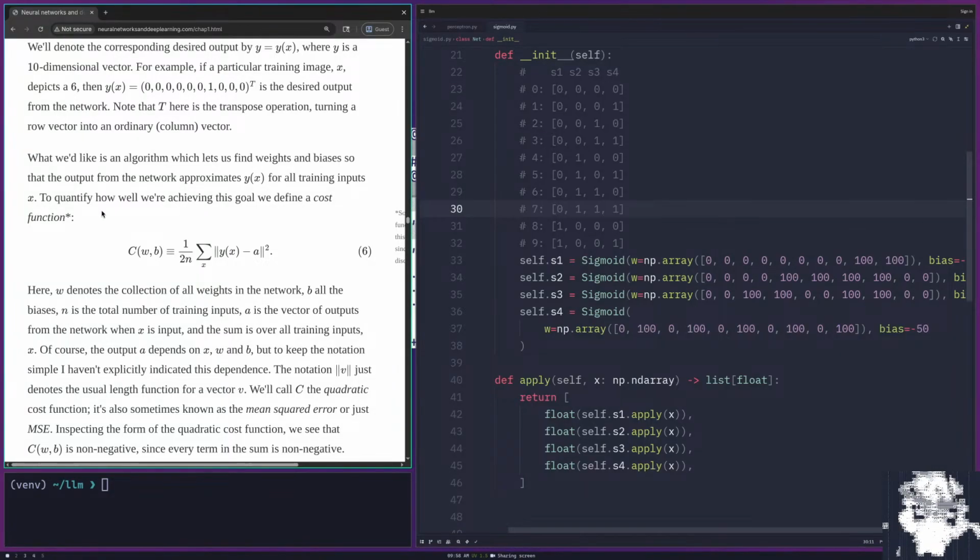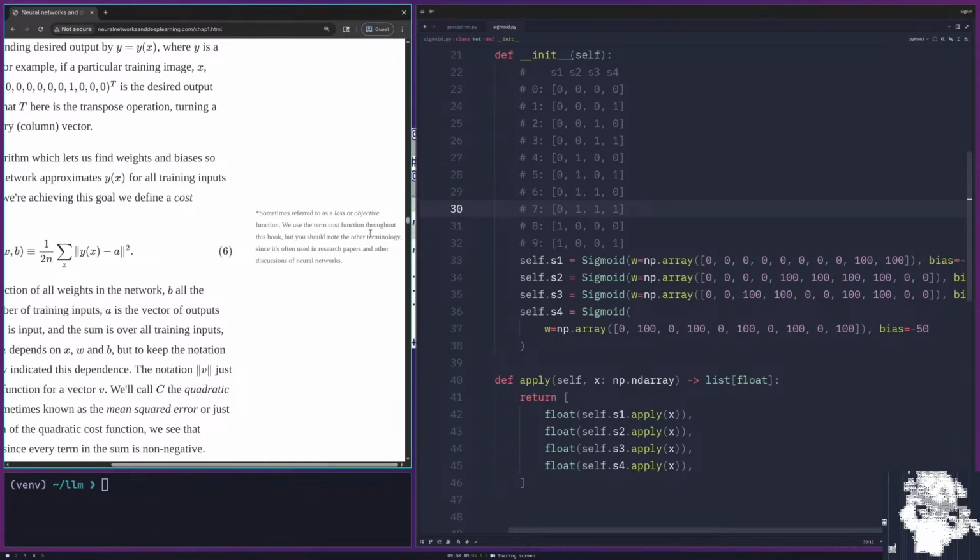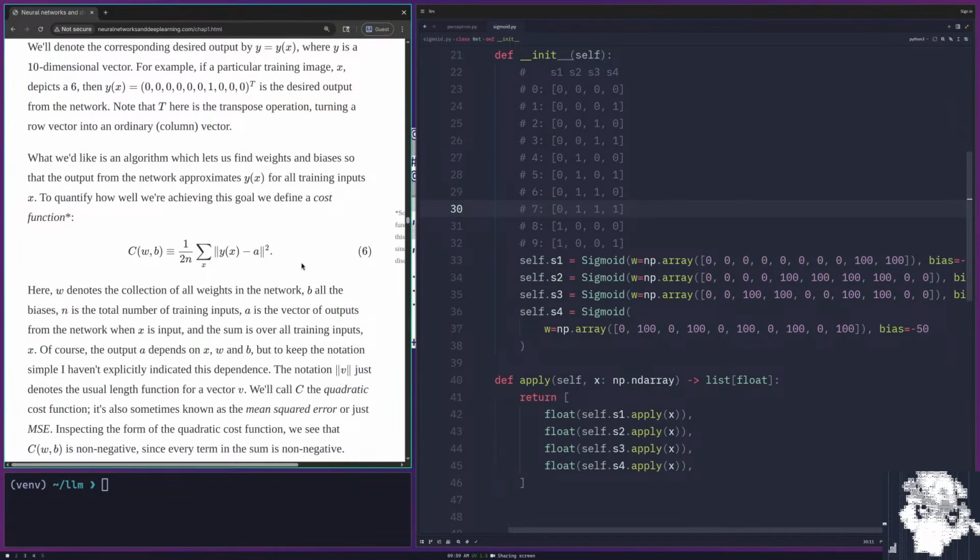To quantify how well we're achieving this goal, we define a cost function. C(w, b) is defined as 1 over 2n times the sum over all x of the norm squared of the difference between y(x) and a. Sometimes referred to as a loss or objective function. We use the term cost function throughout this book, but you should note that other terminology is often used in research papers and other discussions of neural networks. I think I've seen loss function used most, but again, I am not an expert.